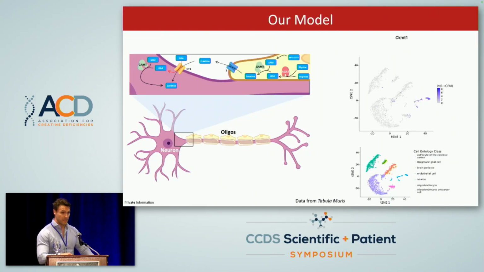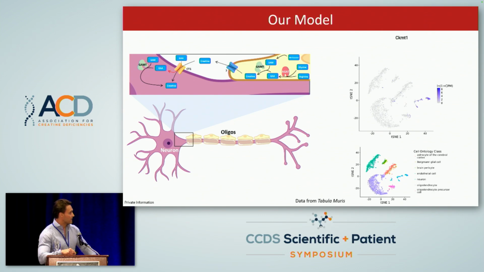And so we came up with a model for how creatine could be produced within the brain and then potentially used. Our model was that oligodendrocytes are known to be these nurse cells for neurons, and they allow them to myelinate their axons and transmit signals very quickly throughout the brain and the rest of the body. So maybe these oligodendrocytes are little factories for creatine inside the brain.